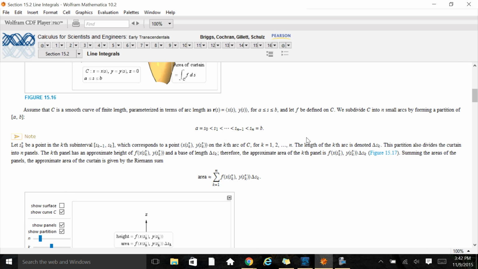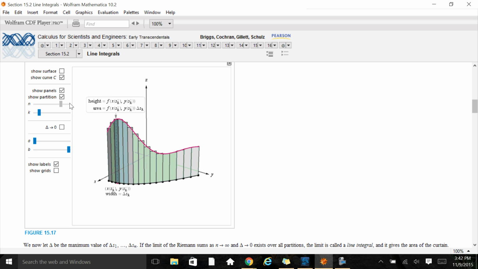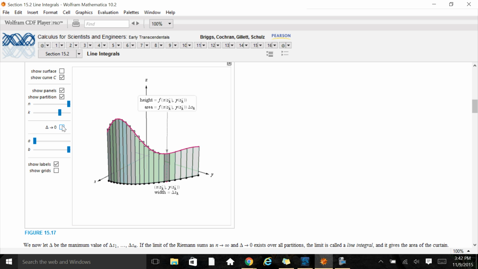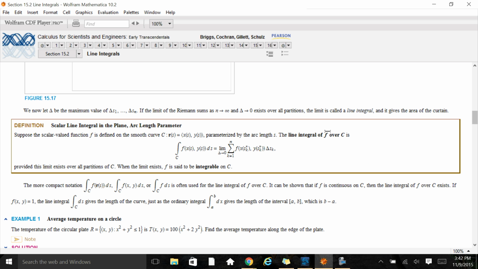Okay, they go through some derivation of, again, breaking this up into little rectangles and doing the same sort of little game that we've done many times before, where you make infinitely many little rectangles, however you pick your sample points, and then let the size of the rectangles go to 0, things that we're used to doing. Okay, the first definition that they give, which is the one you derive from the Riemann sums, is a scalar line integral in the plane using an arc length parameter. Here you have the definition given with a limit of Riemann sums.